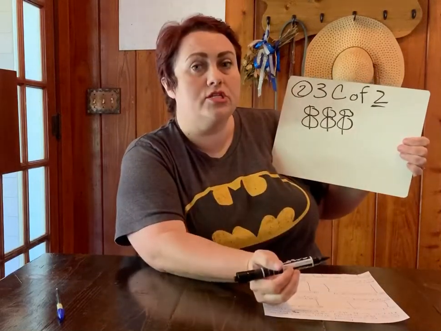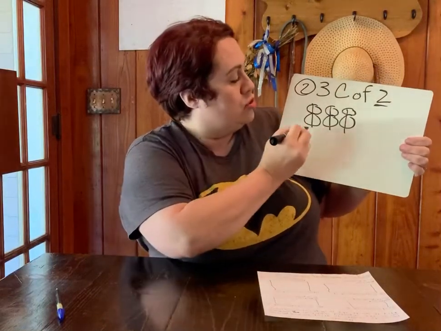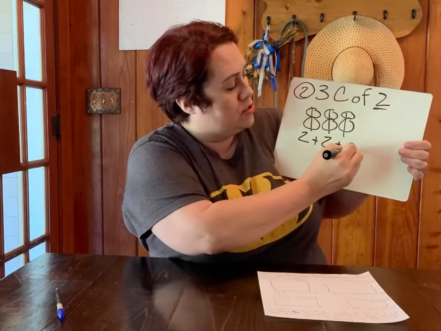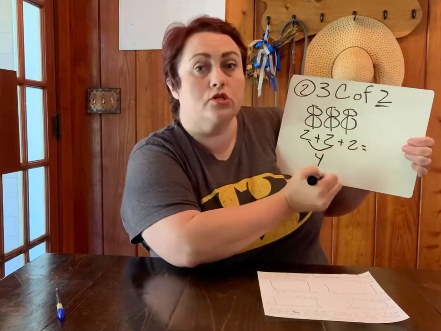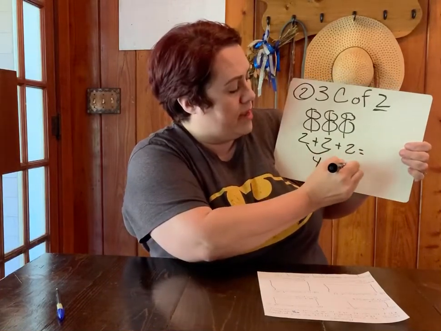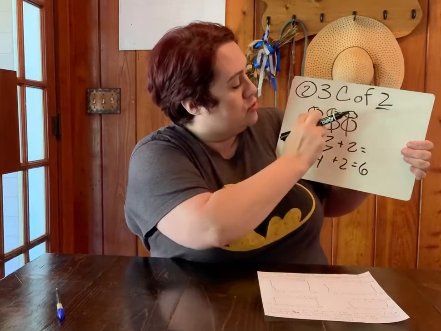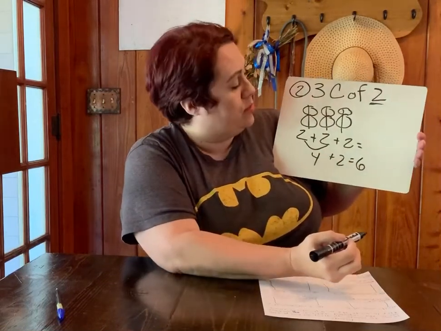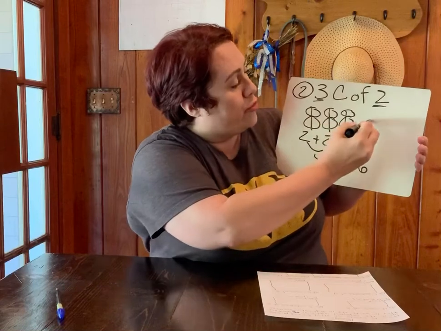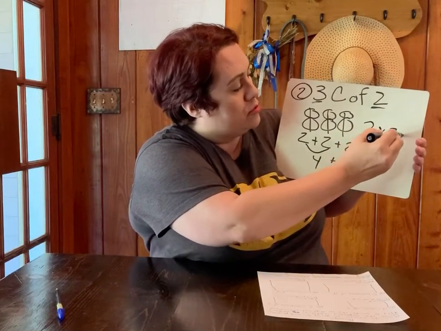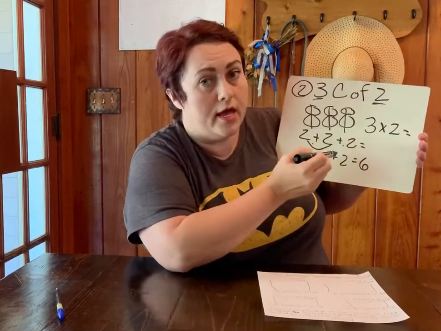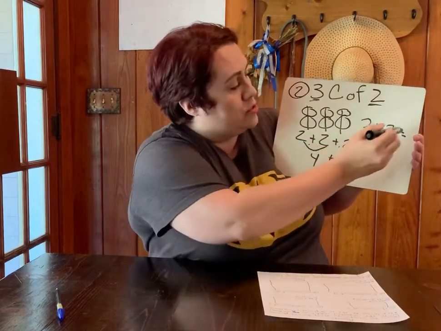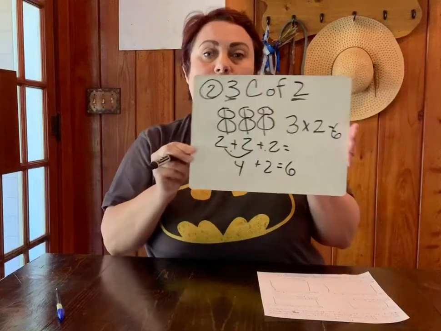So what would our addition sentence be? 2 plus 2 plus 2. 2 plus 2 is 4, plus 2 more is 6. 2 plus 2 plus 2 is 6. So our multiplication sentence would be 3 times 2, because we added 2 three times. 3 times 2 is 6.